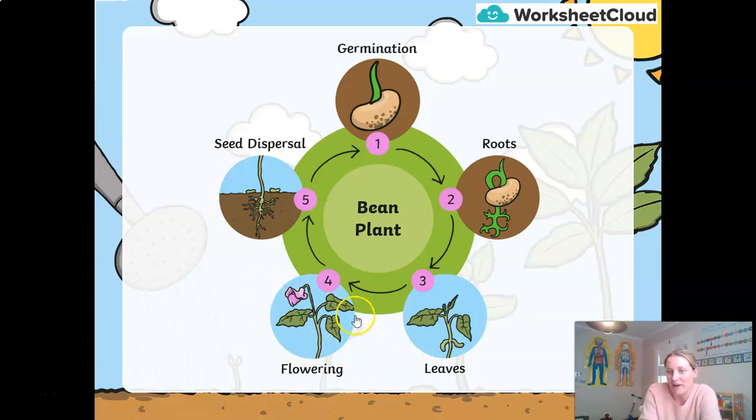Then we get a flower, and that is super important in order for pollination and for seeds to be produced. And sometimes those flowers can turn into fruit and vegetables, and other times they don't. But either way, they get dispersed, and then they grow into new plants. And then the little cycle goes around and around and around all over again.